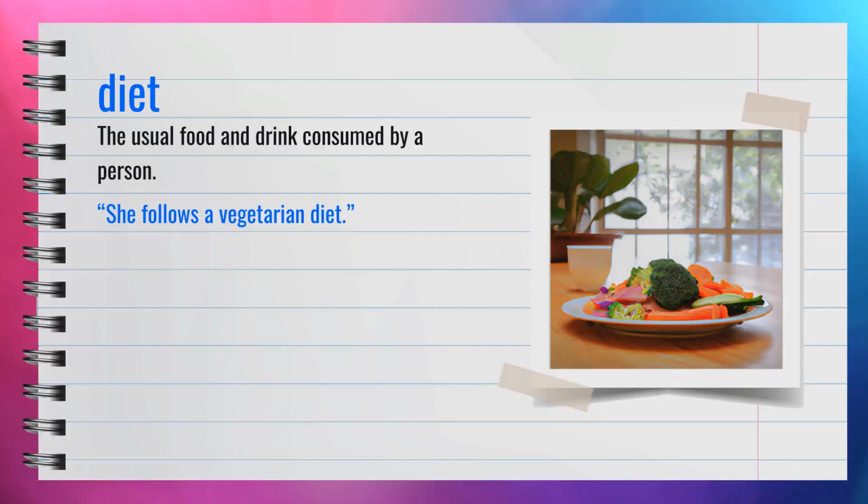The word diet is a noun. It is spelled D-I-E-T. Diet refers to the usual food and drink consumed by a person. The correct pronunciation is diet. For example, she follows a vegetarian diet. Synonyms include meal plan or nutrition. In summary, diet describes the typical food and beverage intake of an individual.